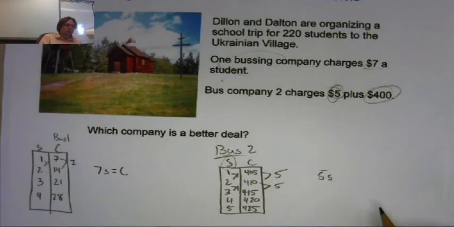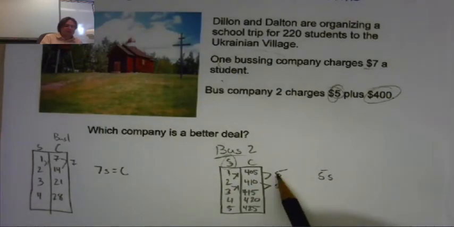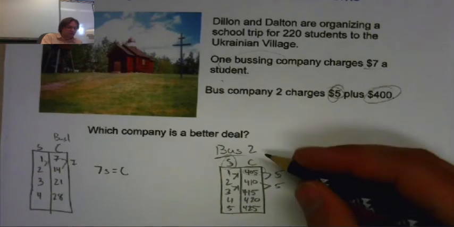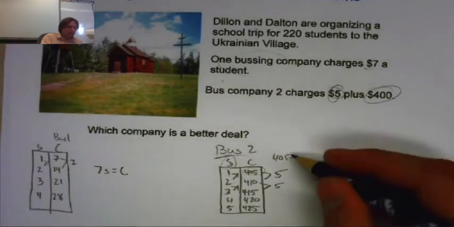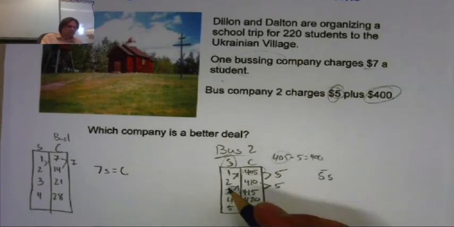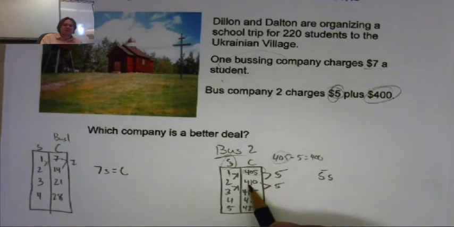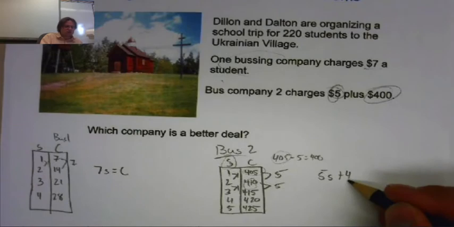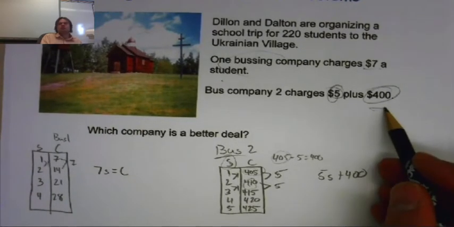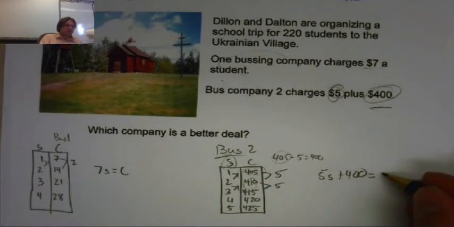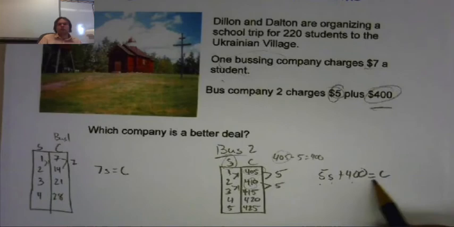But when we look at this, 1 times 5 is 5. But how do we get 400? For 405, I have to add another 400, because 405 minus 5 is equal to 400. That's how we get this number. Here, 2 times 5 is 10, but we need to get to 400. So same idea, we must always add 400. And that was my initial cost. No matter what, it's going to be 400 and then $5 per student. So that is my cost here. So it's 5 multiplied by students plus 400.